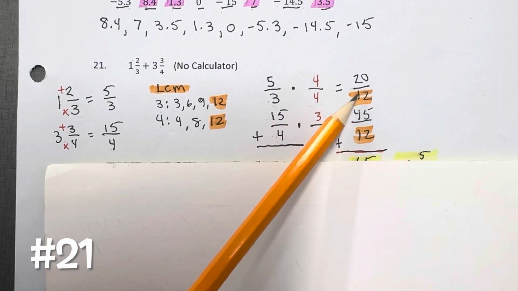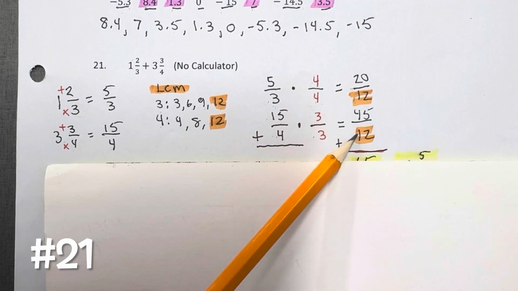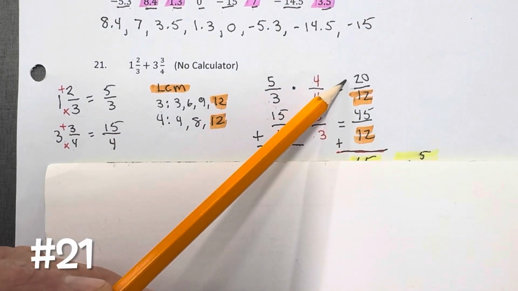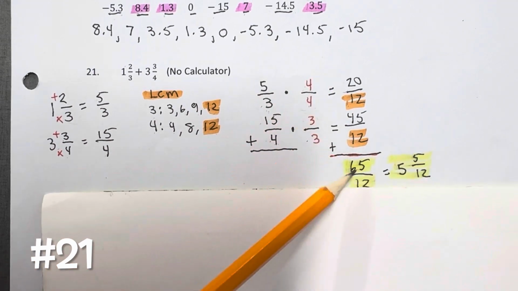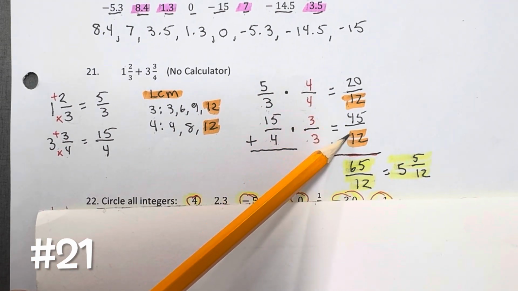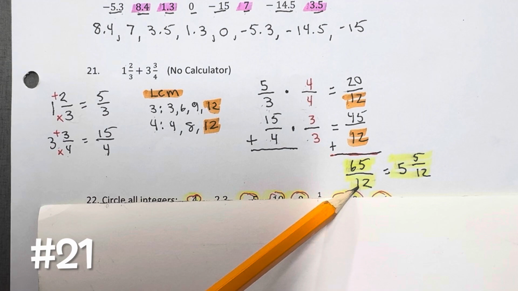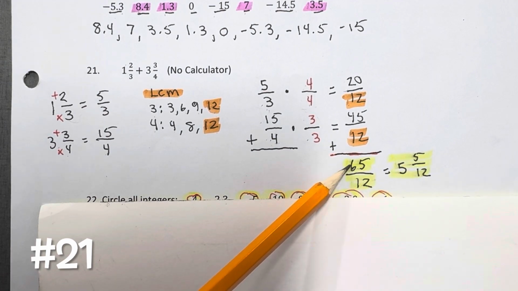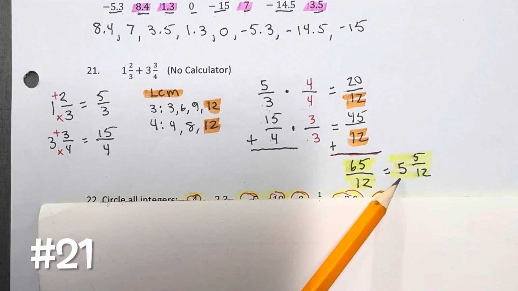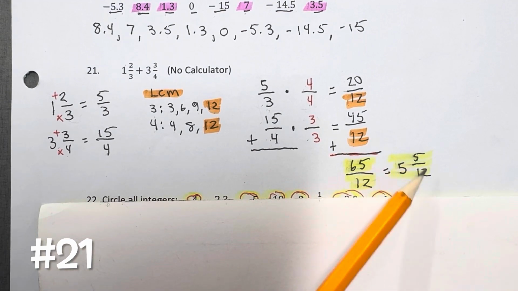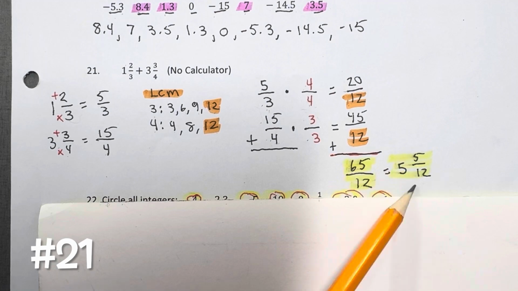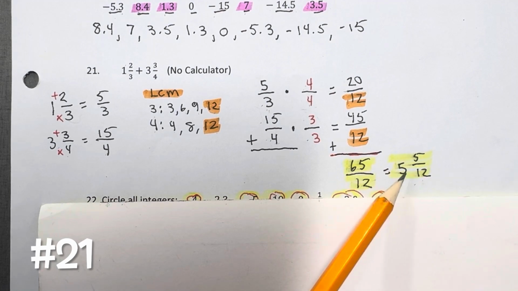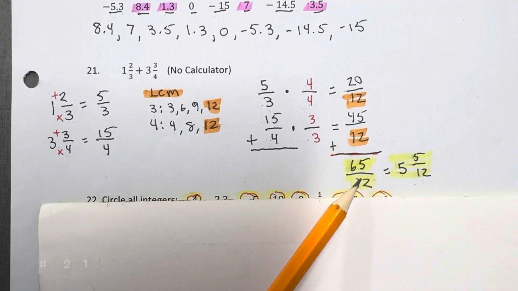Now that they're both broken up into the same number of units, twelfths, I add the numerators. 20 plus 45 is 65. You keep the denominator, which is twelfths. And I took this improper fraction and divided 65 divided by 12, and I get 5 and 5/12. And I can check to make sure that this is correct. 12 times 5 is 60, plus 5 is 65/12, and it is correct.